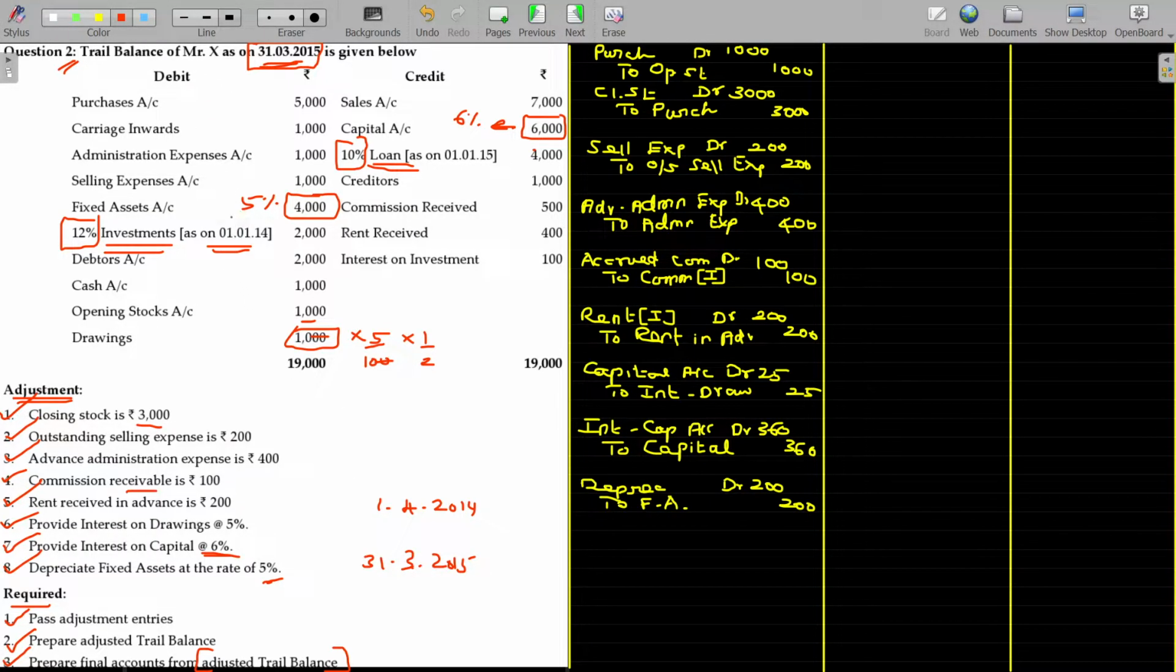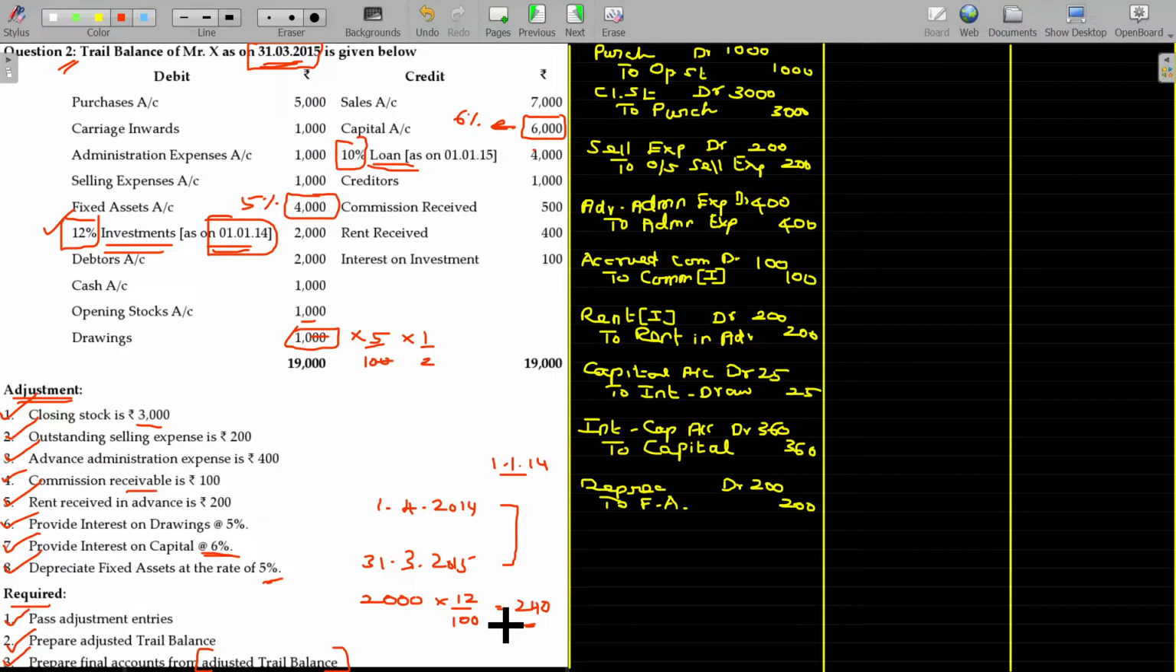This investment was originally purchased on which date? 1/1/2014, before this year. This investment is with us for 1 full year. If the investment is with us for 1 full year, it is eligible for 1 full year's interest. The interest rate applicable is the prefix with the investment, which is 12% for the 2000. Find out the 12% on that. So 2000 at 12%, 240 will be the interest on investment we are supposed to receive.